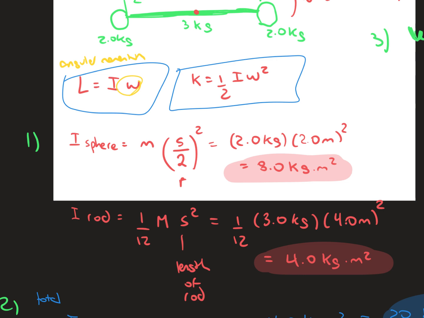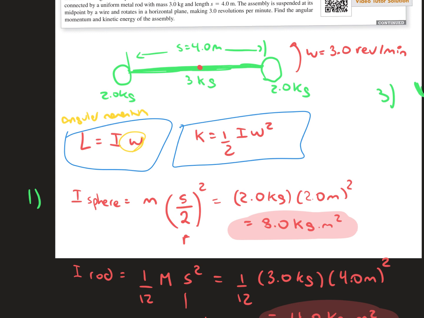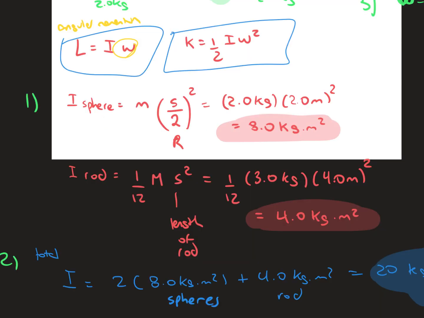Now since we have 2 spheres, we can say that the radius is going to be the following. There's a distance from one sphere to the center of the rod, and one distance from the other sphere to the center of the rod. So we have a radius of 2 meters and 2 meters. The moment of inertia of a sphere is going to be the mass times r squared, and r in this case is half of the distance. So we have 2 kilograms times 2 meters squared, which is equal to 8 kilogram meter squared for the moment of inertia of each sphere.